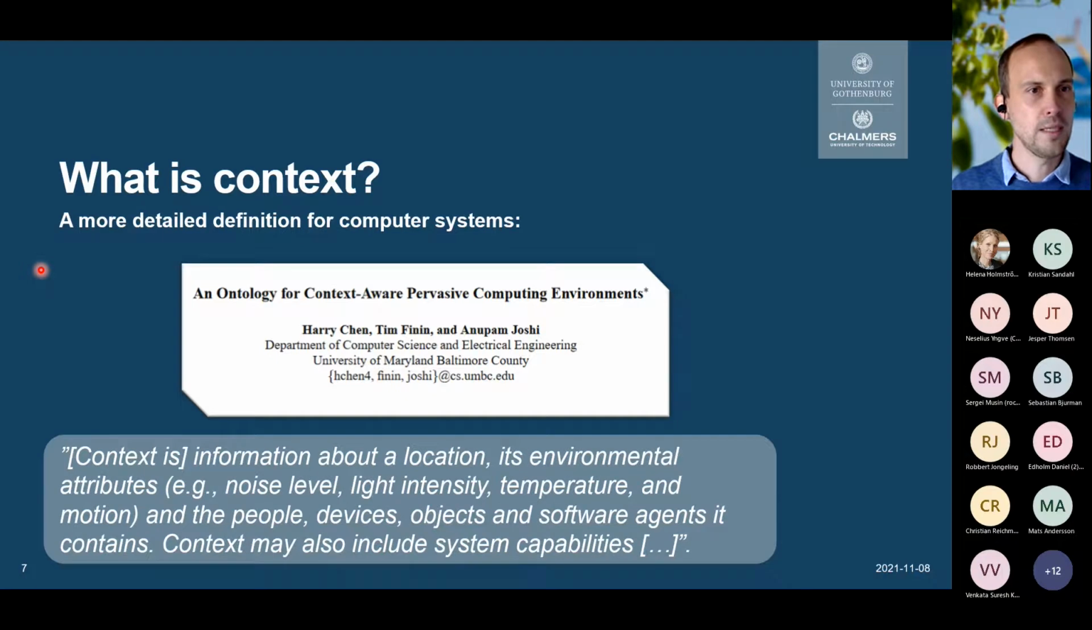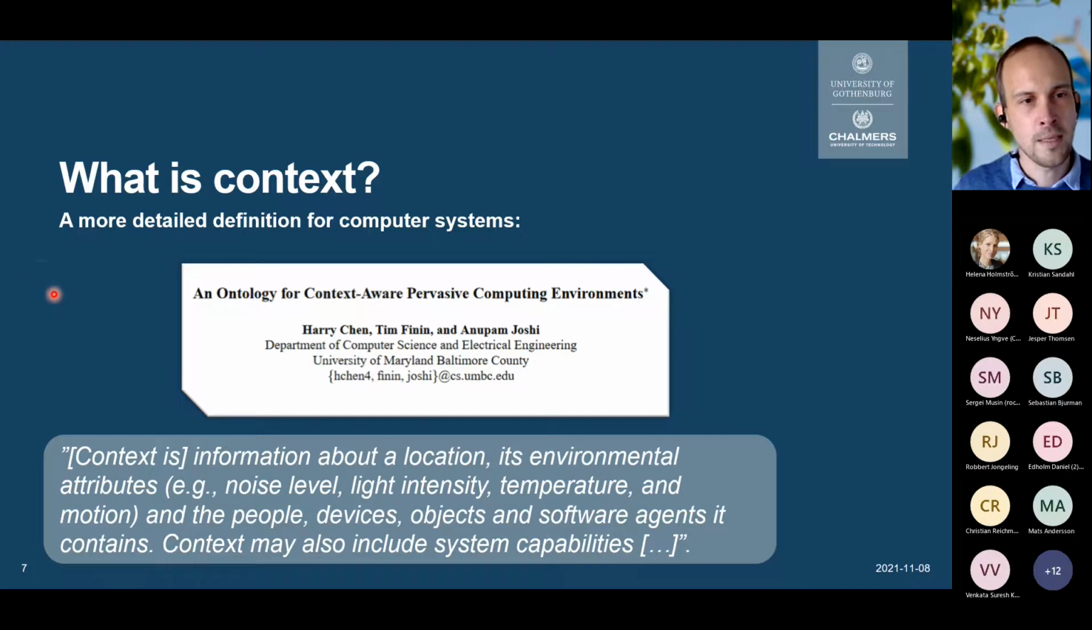But maybe we need a little bit more detailed definition of what context is for a computer system. And in this paper from Chen et al., titled An Ontology for Context-Aware Pervasive Computing Environments, they define the context as information about location, its environmental attributes such as noise level, light intensity, temperature and motion, and the people, devices, objects, and software agent it contains. Context may also include system capabilities.